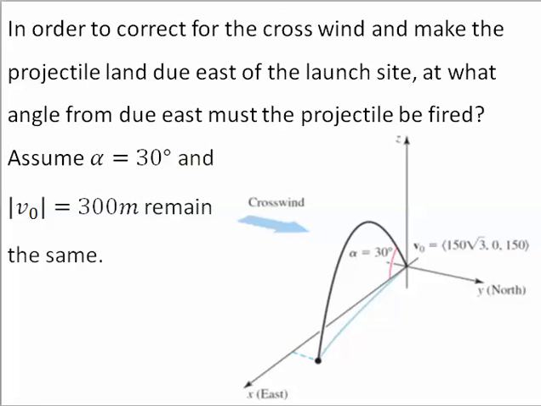In order to correct for the crosswind and make the projectile land due east of the launch site, at what angle from due east must the projectile be fired? Now we're going to assume the same angle from the horizontal of 30 degrees and the same initial speed. So in terms of being tipped up from the ground, that angle is the same. But now we want to pivot it slightly.